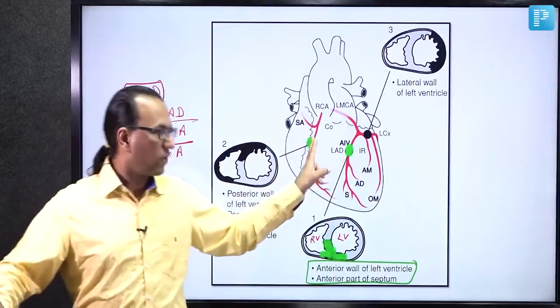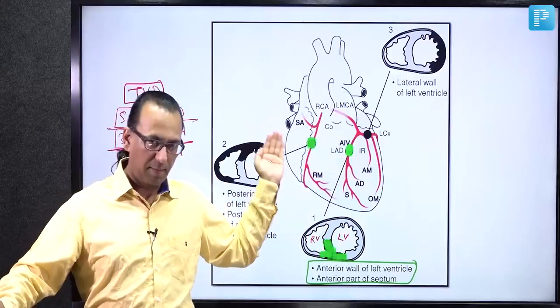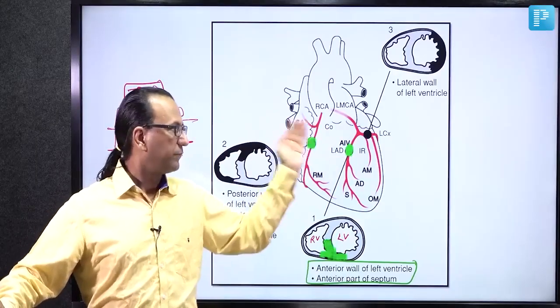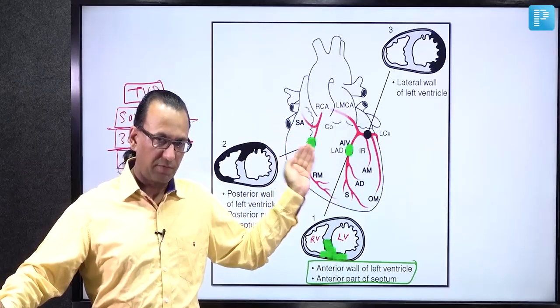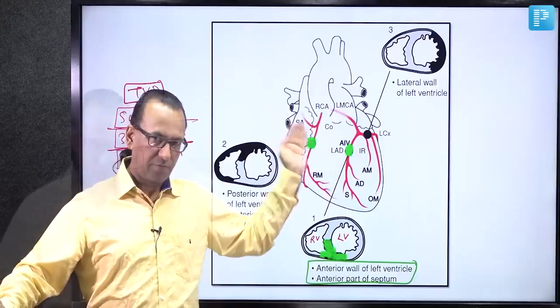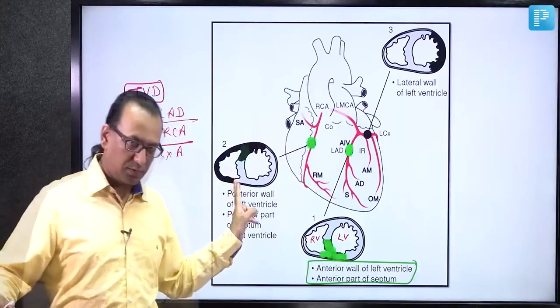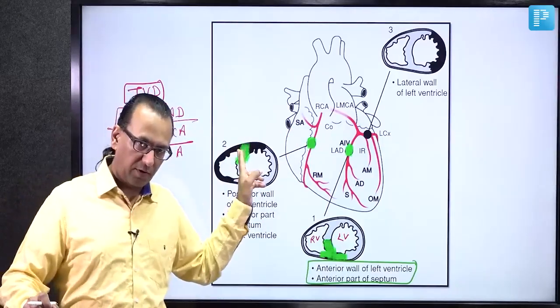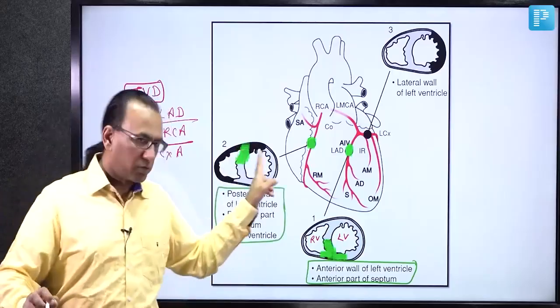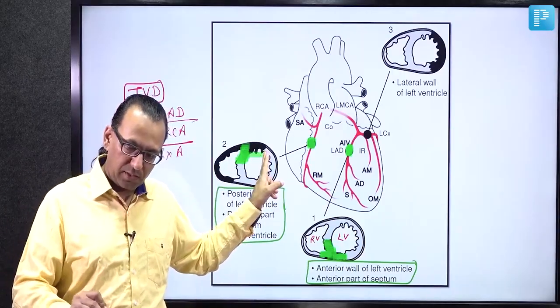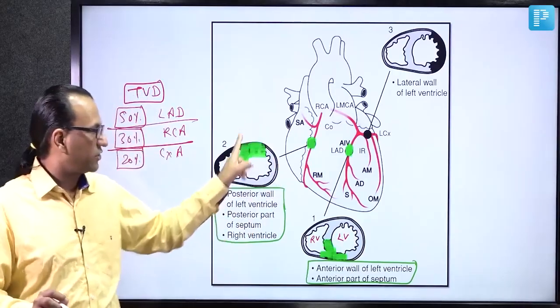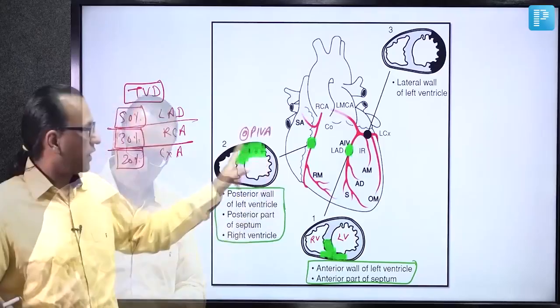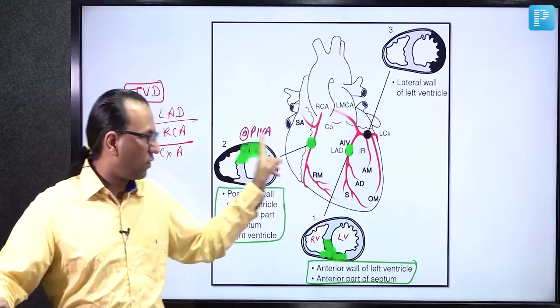Then what will happen if I have a block in the right coronary artery? If you have a block in the right coronary artery, the right chambers of the heart will be compromised, and also the PIVA, posterior interventricular artery, will have compromised blood flow, hence leading to ischemia in the posterior one-third of the interventricular septum, and also the posterior wall of the left ventricle. As it is running in this territory, the PIVA, posterior interventricular artery, is a branch of the right coronary artery.